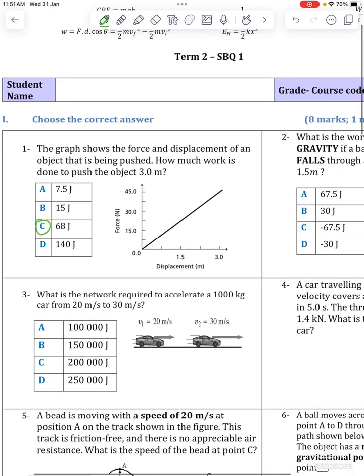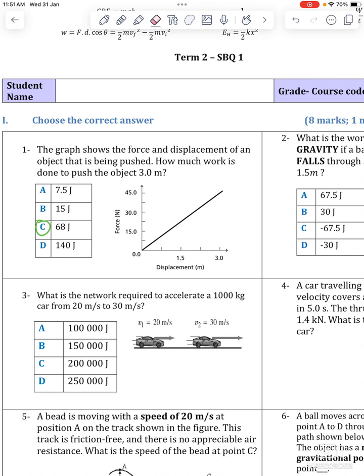SBQ1 Term 2 for Grade 11 Advanced. So the graph shows the force and displacement of an object that is being pushed. I need to figure out the work done. So from this graph, I can see that the work is the area, and I can find the area by finding half base times height, which will give me half 45 by 3, which is 38 joules.